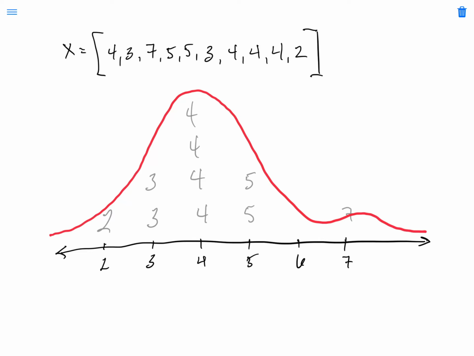Okay, and then we get rid of the numbers that aren't there. We just have this line. Okay, that is a density plot. We're just showing the outline of the data and where it sits on the number line.